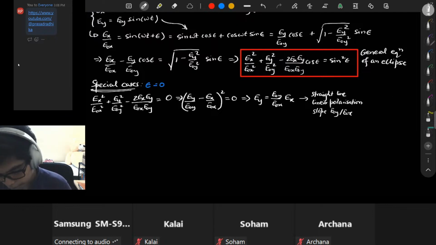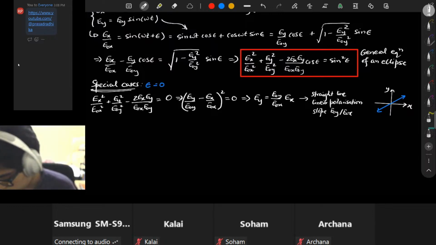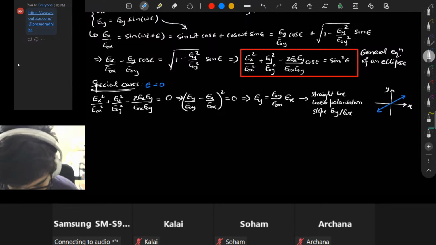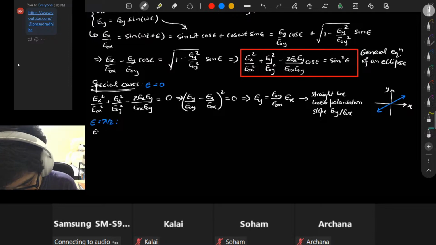And if I were to draw it, let me draw it over here. This is my polarization. So this is the x-axis, this is the y-axis. Okay, so this was the special case for linearly polarized light. Next, let us look at the special case where epsilon is equal to pi over 2. In this, let us put it back in this general equation, epsilon equals pi by 2.